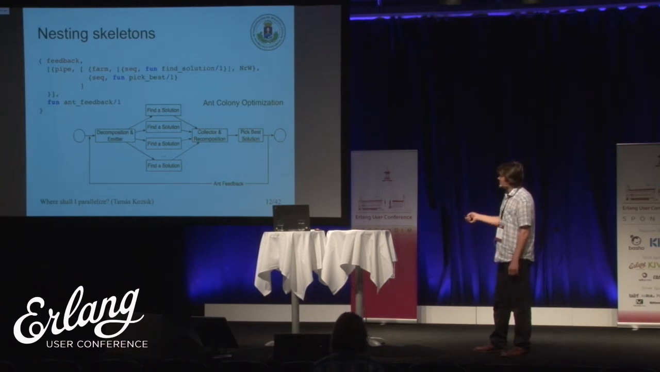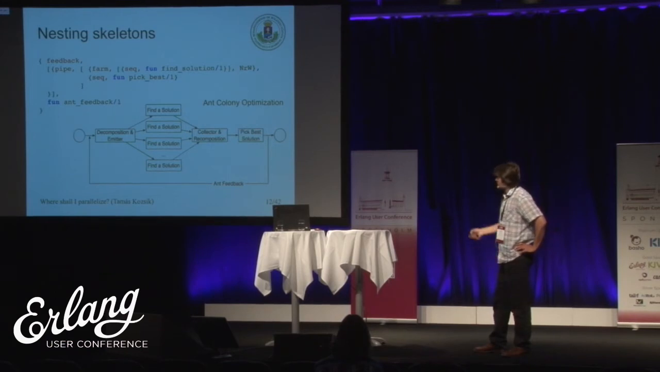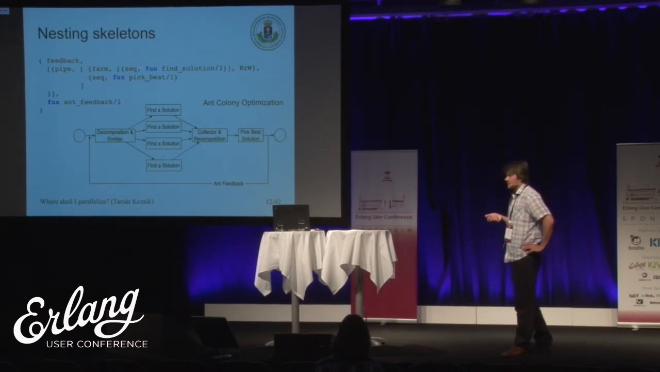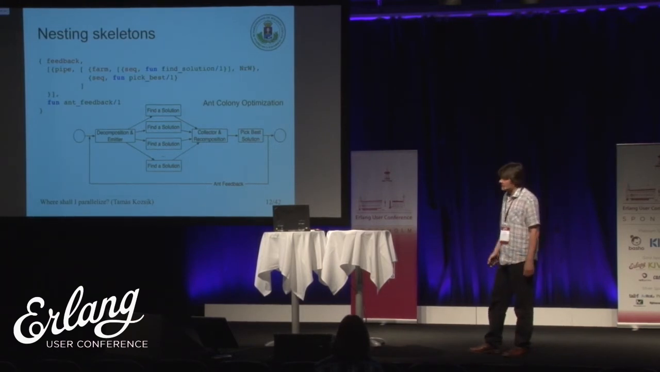So what I do here, I describe this computation with this complex structure. So it's a feedback that takes a pipe. The first stage of the pipe is a farm. Inside the farm, I'm doing this find solution function on the inputs. And in the second stage of the pipe, I do the pick best function. This seq here is a special skeleton expressing components. So this function is turned into a component using this seq skeleton.